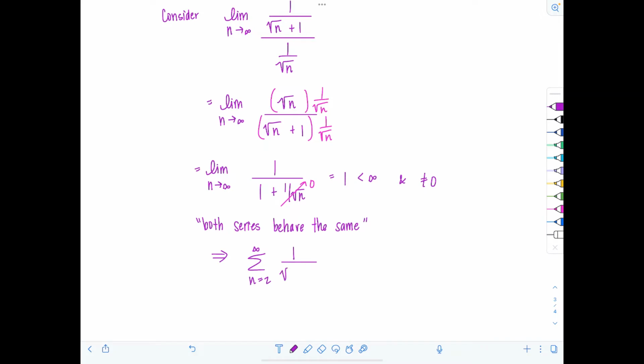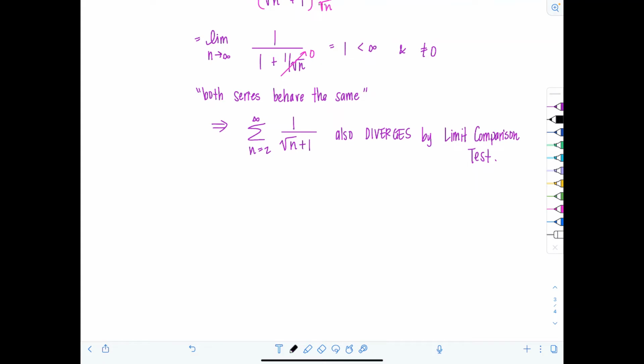1 over rad n plus 1 also diverges by the limit comparison test. Yes? Good. Both series behave the same is my own little phrase, but I think it'll help you remember. Okay. Let's look at some more examples.